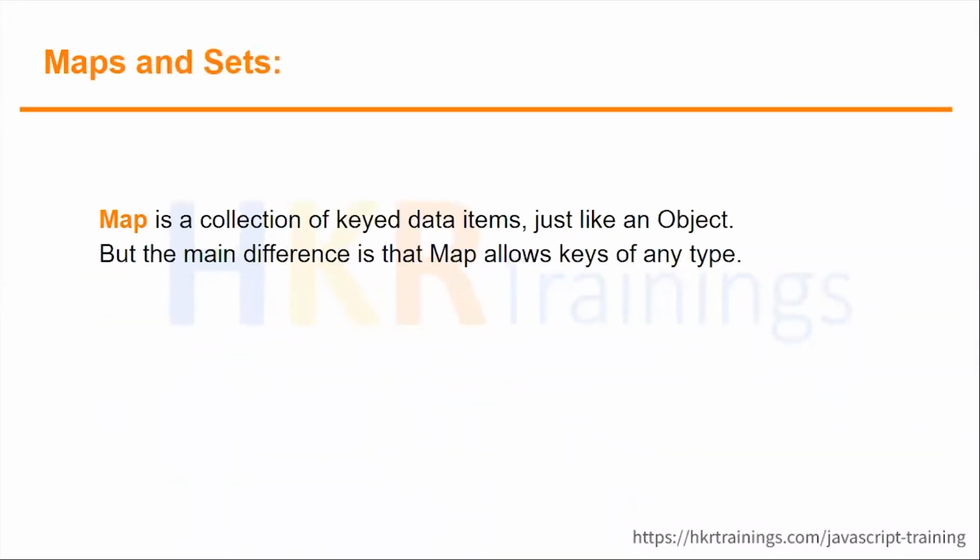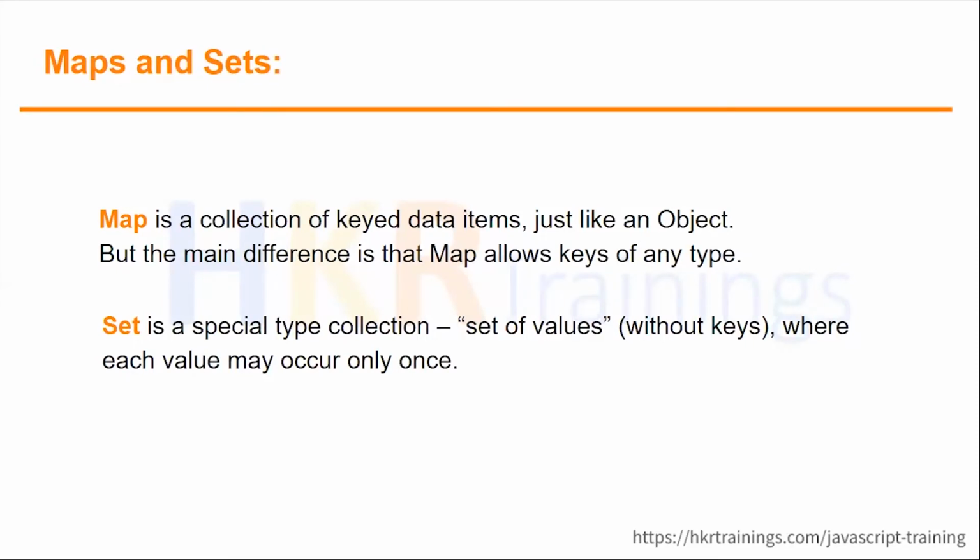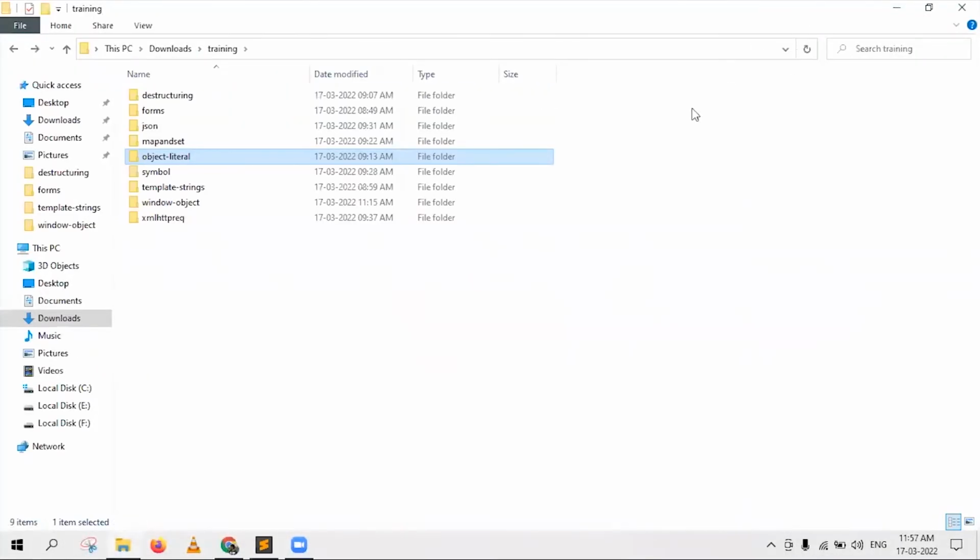Now coming to maps and sets. A map is a collection of keyed data items, just like an object, but the main difference is that a map allows keys of any type. We'll see this in action. A set is a special type of collection, a set of values without keys, where each value may occur only once. So what is the difference? A map can have any type of keys, whereas a set can have only one occurrence of each value. I will walk you through the example.